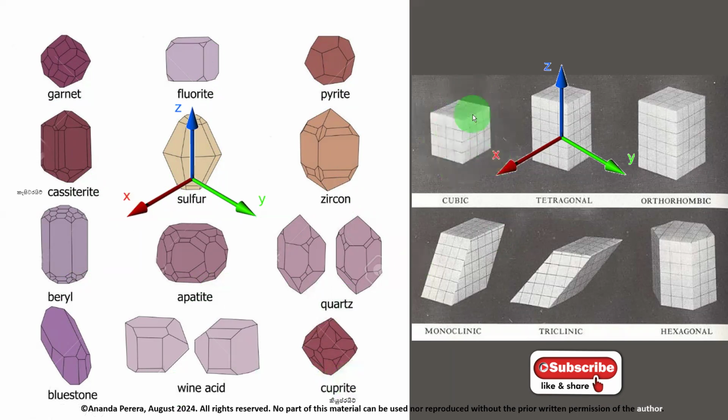Here, cubic shape, tetragonal, orthorhombic, monoclinic, triclinic, hexagonal. Now you can understand the basic 6 things and the 7 designs we discussed earlier.